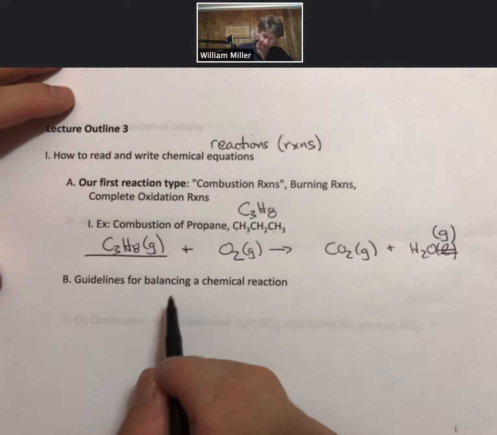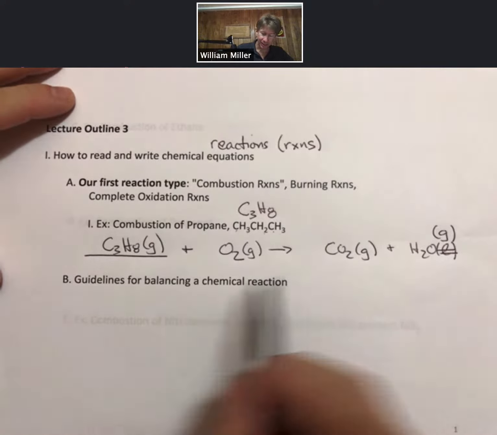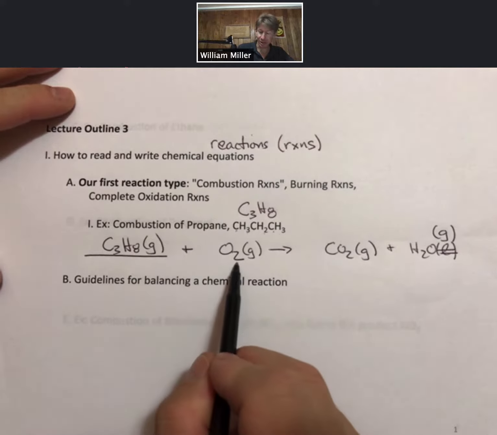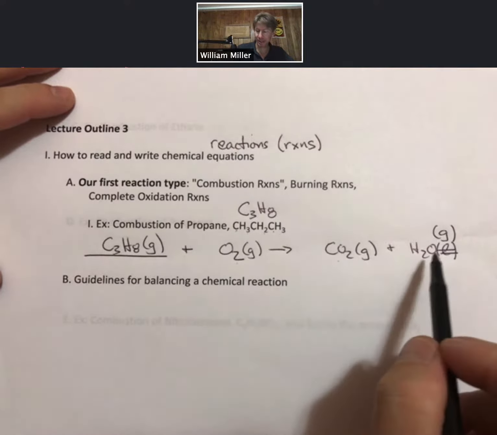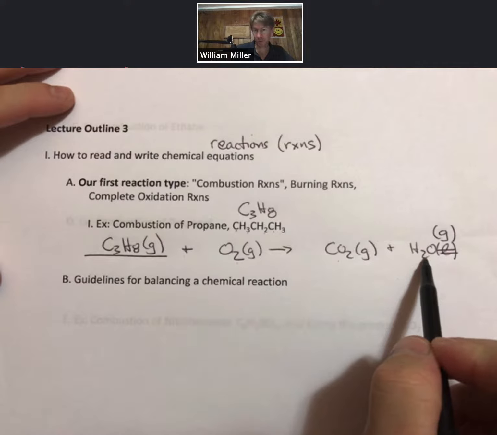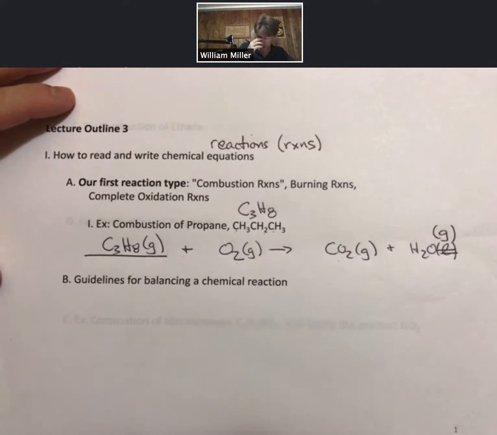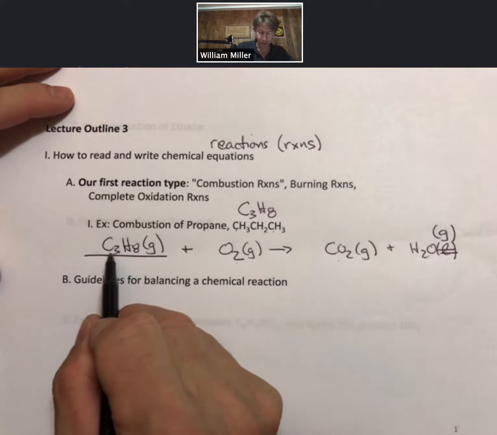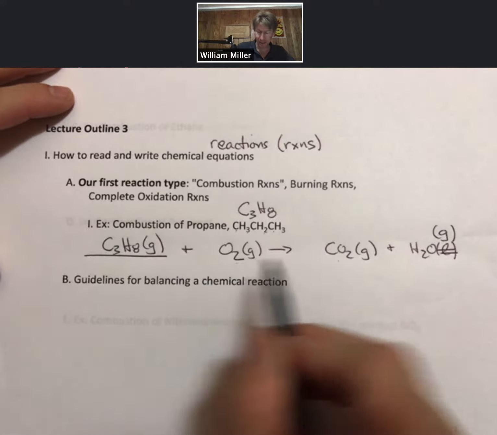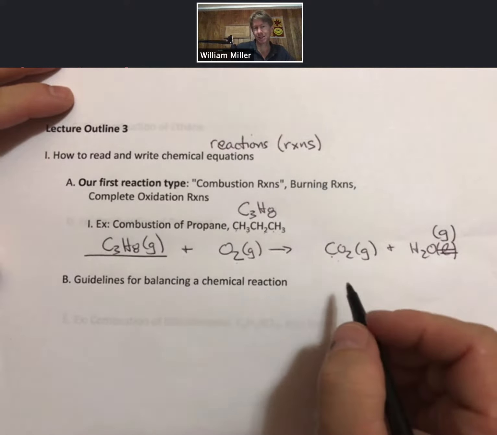Now, all right, so this is a reaction. It has propane plus oxygen goes to carbon dioxide plus H2O, water vapor. Now, what I need to do is I need to balance this. And so far, we can tell that it is not balanced because there are 3 carbons on the reactant side, and there's only 1 carbon on the product side.